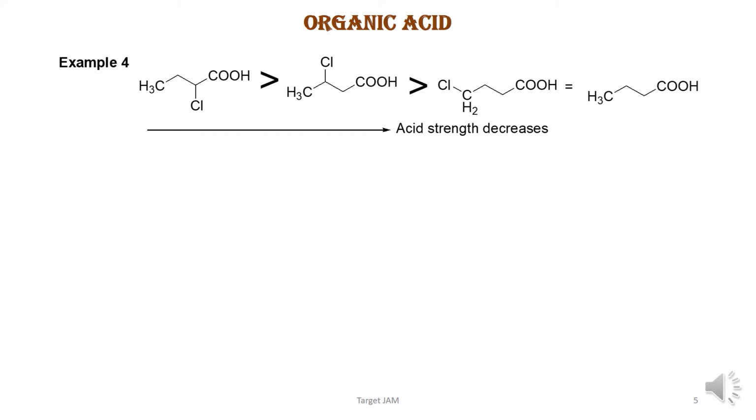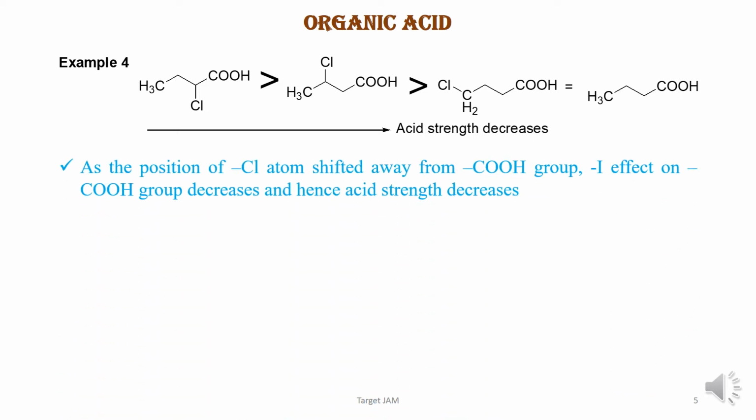Example 4. 2-chloro, 3-chloro and 4-chloro butanoic acid. The acid strength decreases from left to right as the position of the chlorine atom shifts away from the COOH group. The minus I effect on the COOH group decreases and hence the acid strength decreases from left to right.